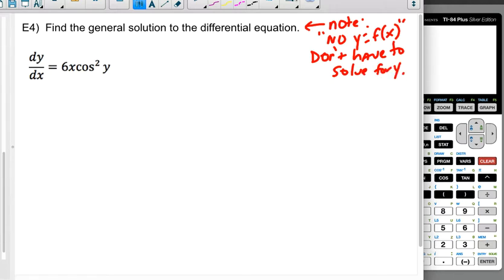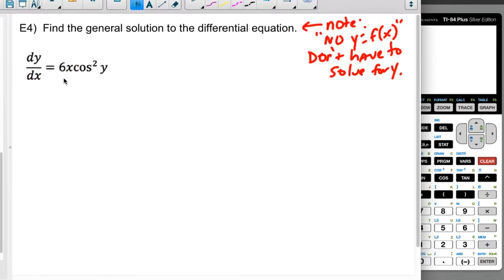So let's go ahead and walk through this. I'll make the marker a little thinner. All right, so I'm going to start by separating my variables. So dy over cosine squared of y equals 6x dx. Now, I don't know about you, but I'm thinking, oh no, I don't want to have a cosine squared in the denominator. That's awful. I'm panicking.